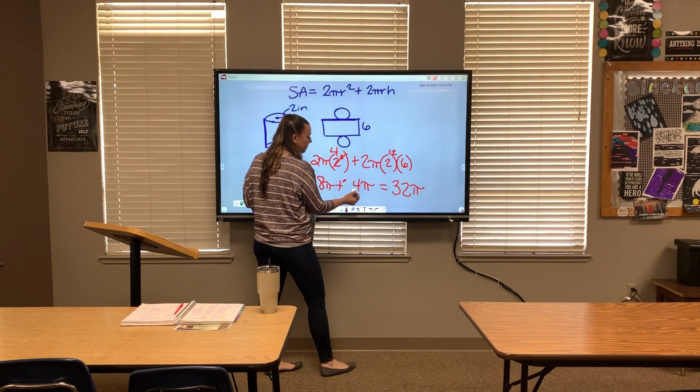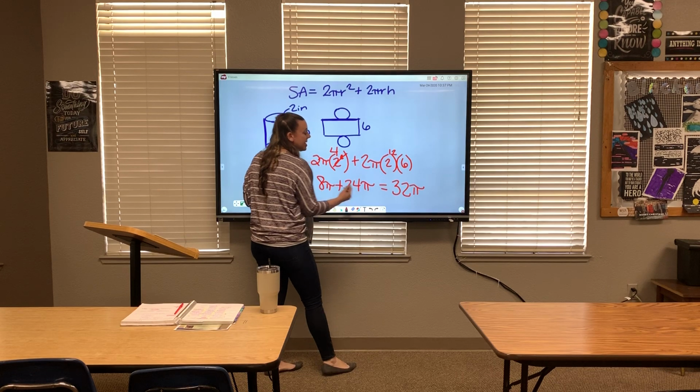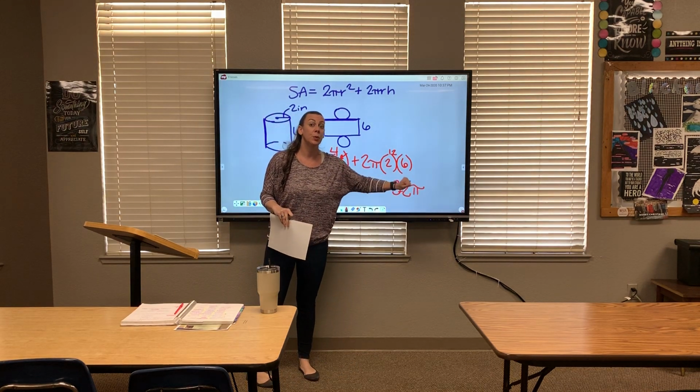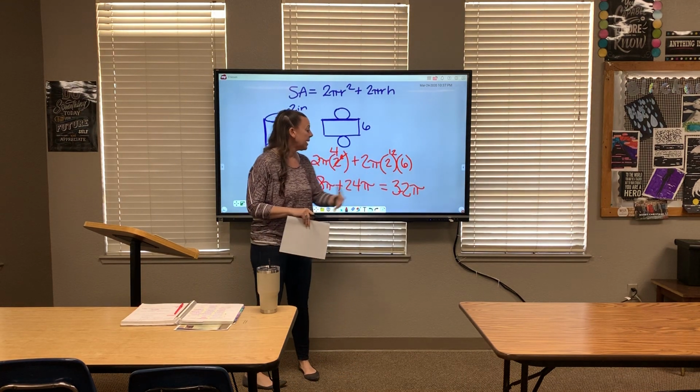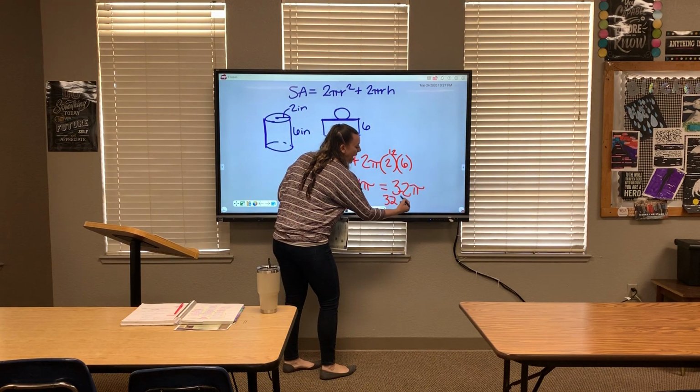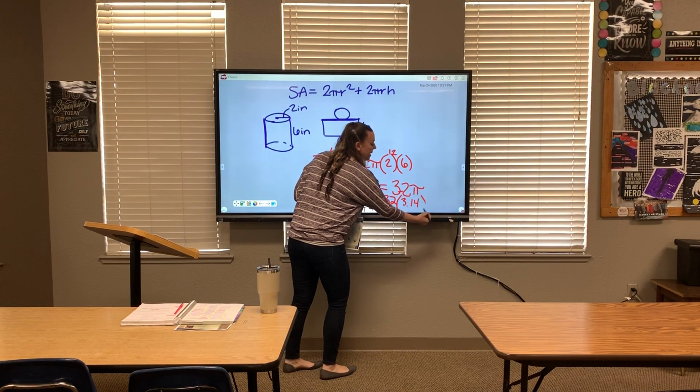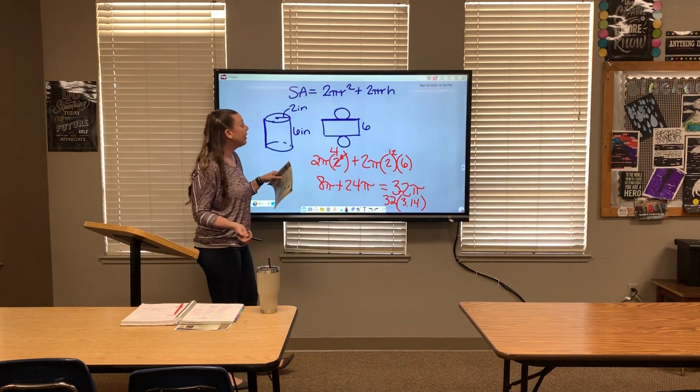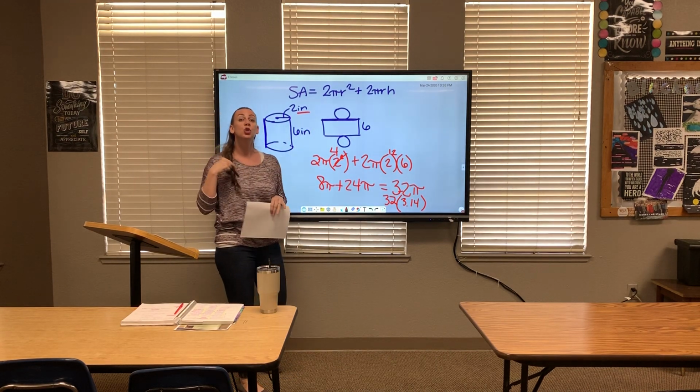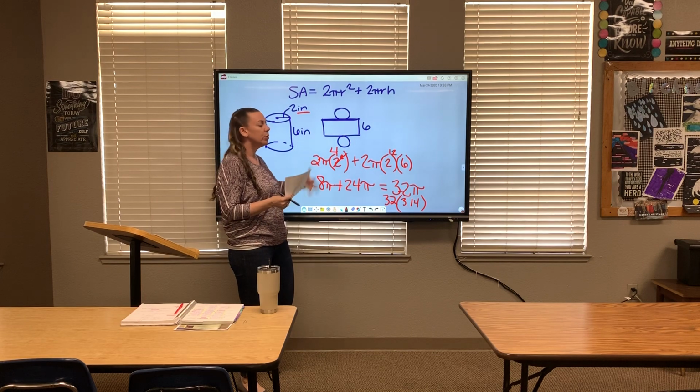And when I do that, now I can multiply 32 times 3.14. And that'll give me my answer. So 32 times 3.14. And then again, my label, it's area, so it's always going to be inches squared, okay? Or whatever your label is, squared.